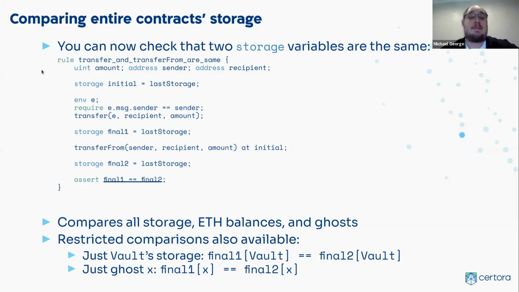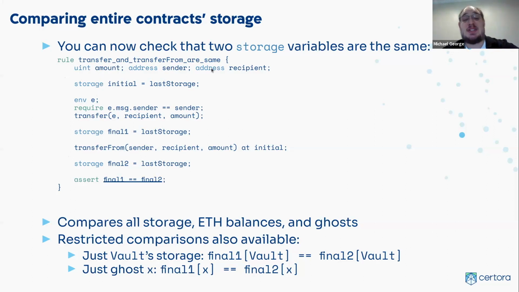And so let me walk through this rule a little bit. You may have written a rule like this. This is a very common hyper property, is what we call them, a rule that compares hypothetical executions. So how does this rule work? Well, in this rule, we want to show that transfer does the same thing as transferFrom, right? So how do we do that?